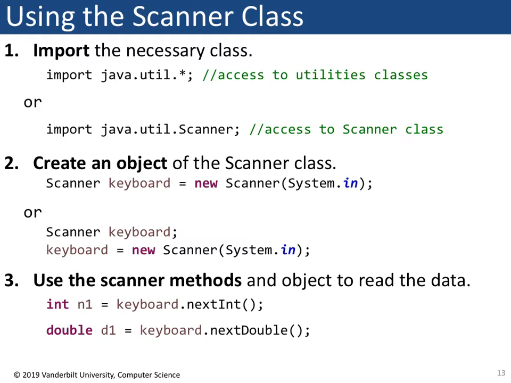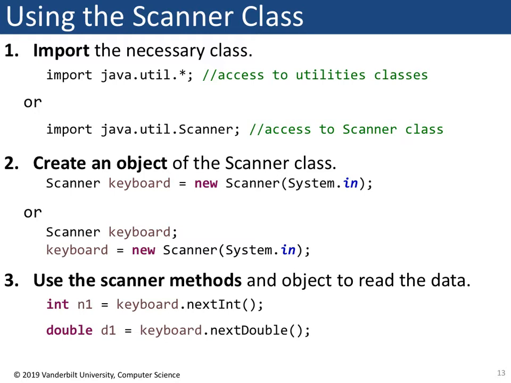Another way to go about this, rather than doing .star, which would mean you are importing all of the classes built into java.util, is to import directly java.util.Scanner. So you're going specifically to the Scanner class and importing it, rather than all of the classes in the utilities. So either one of these will work in the situation of using a scanner. Then you have to create a scanner object and assign it to a scanner variable.